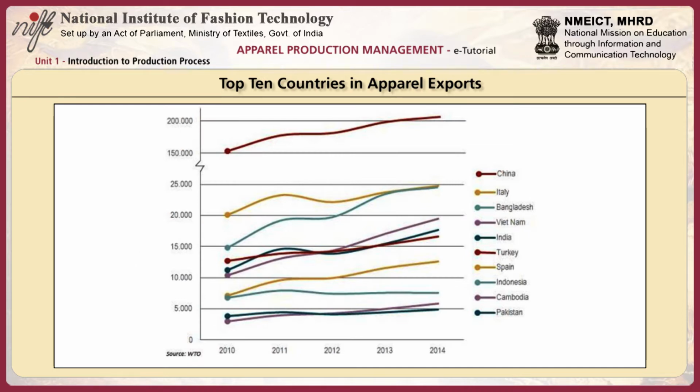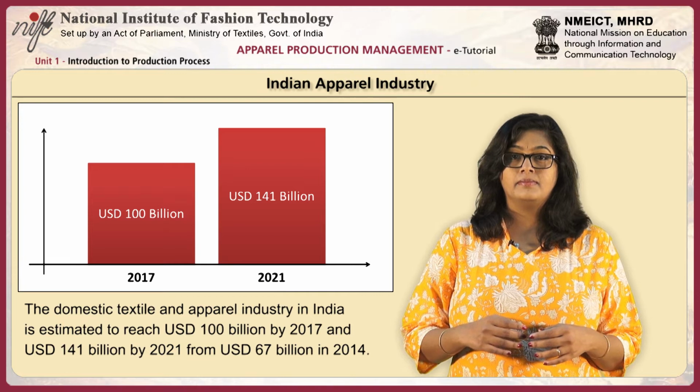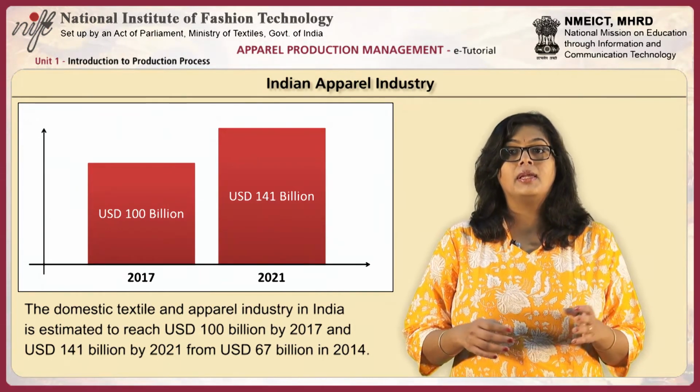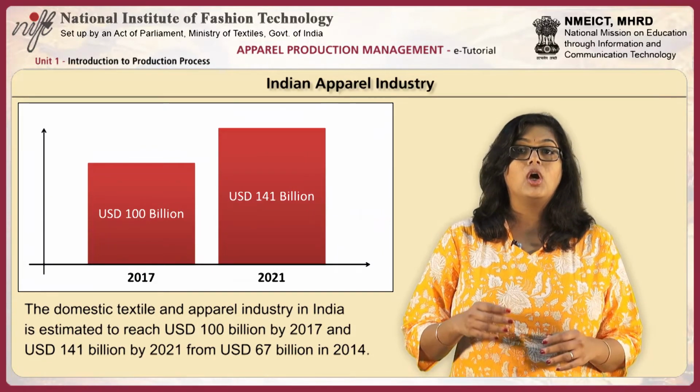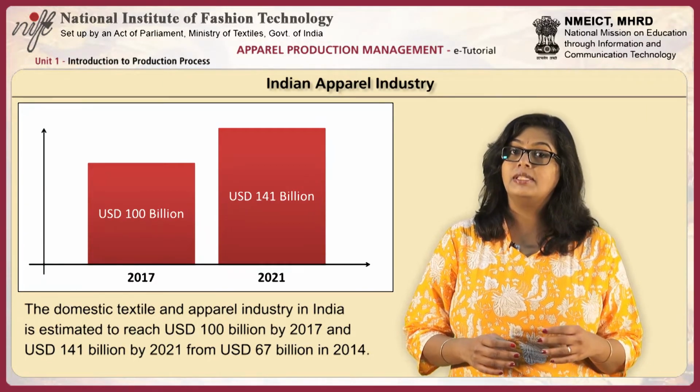To summarize, the top countries in export include China, Italy, Bangladesh, Vietnam, India, Turkey, Spain, Indonesia, Cambodia, and finally Pakistan. As you know, India is the world's second largest producer of textiles and garments.